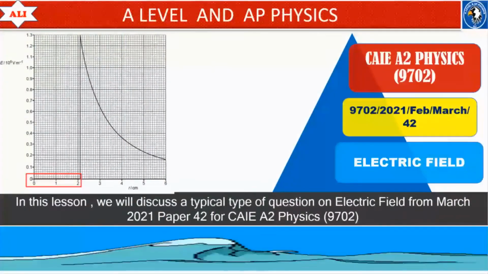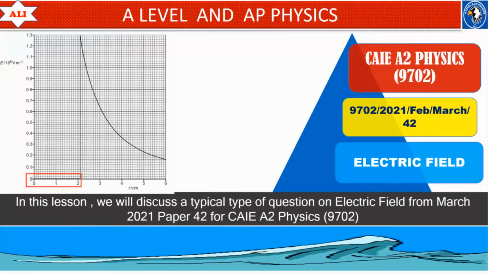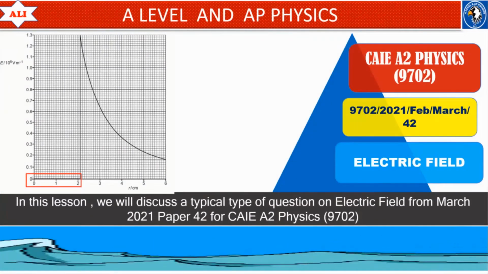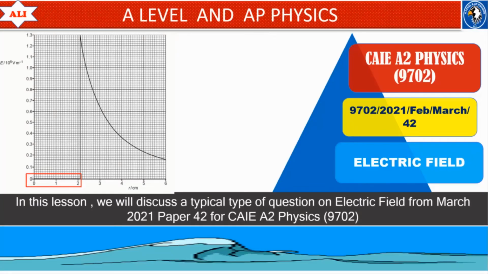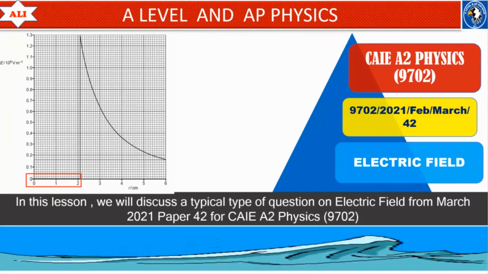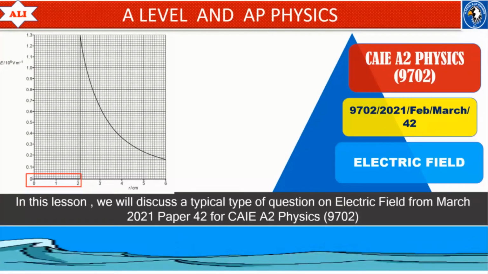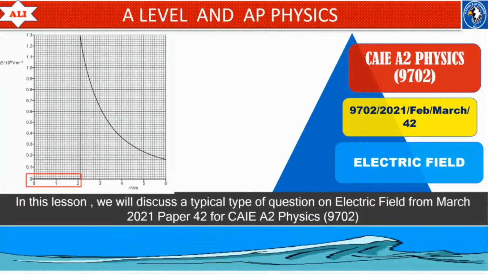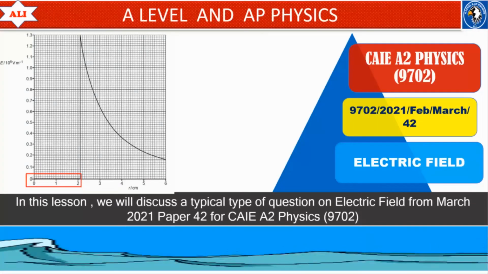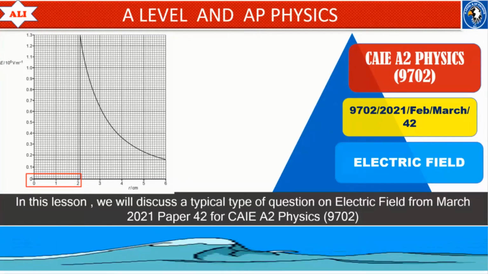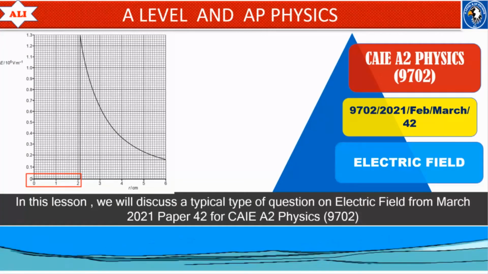Welcome to A-Level and AP Physics. In today's lesson, we will discuss a typical type of question on electric field from March 2021, Paper 4, Variant 2. In this question, we will discuss some very important concepts about electric field. And those concepts are very important to understand this topic and to answer similar type of questions in exam.